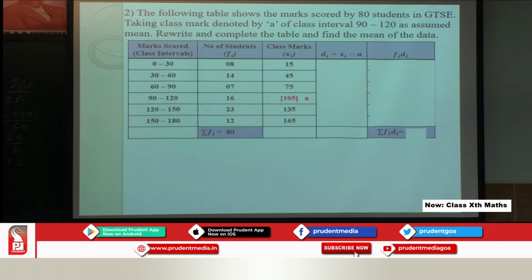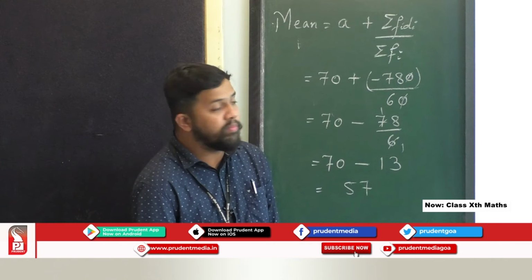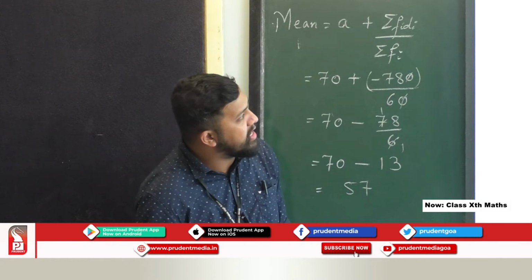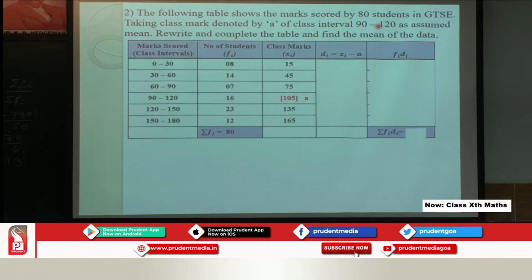I have marked one number there. It is 105. So 105 is nothing but the assumed mean. Why assumed mean? It is told to you that you have to take the class from 90 to 120 as the assumed mean. So 90 to 120 is a class. What is the xi of 90 to 120? That is 105. So that is your assumed mean.